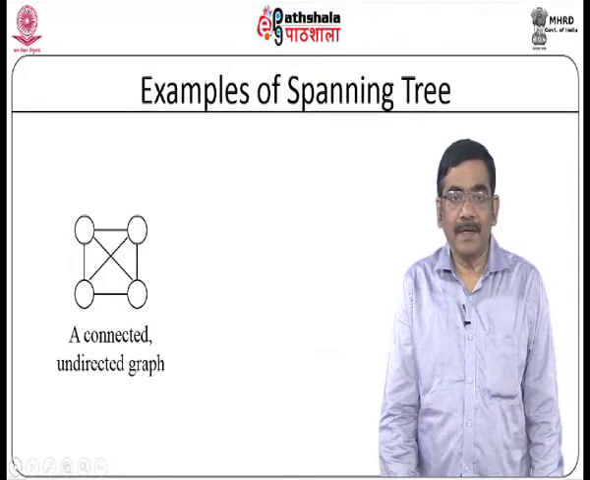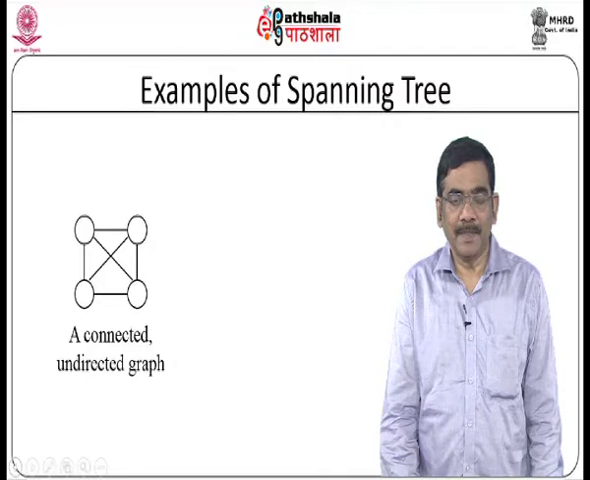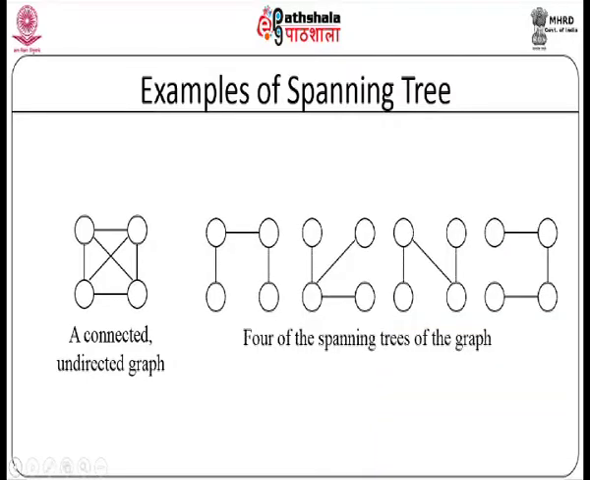So, we will take one simple example. Let us take this graph as the input. You can see that there are 4 vertices. This is a connected undirected graph, because as we have seen in the previous slide, the edges are not associated with any directions. So, as per our definition, we should get a spanning tree where all vertices should be present, but there should not be any cycle.